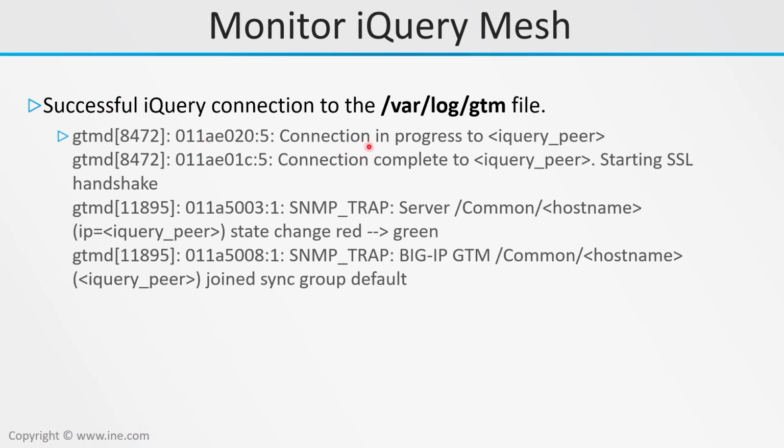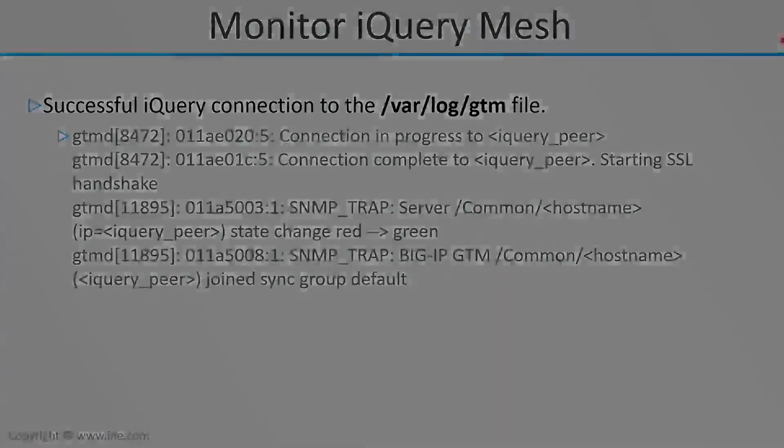Okay, so here's what you want to see in the var log GTM is a successful iQuery connection. So we make a connection in progress message to the iQuery peer. We're starting the SSL handshake, and once it's connected, we'll go from a red to a green status, and then we should also see that it joined a specific sync group. In this case, the default sync group was joined by that GTM device.